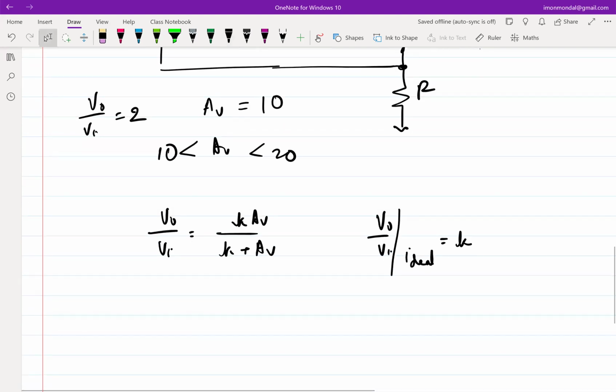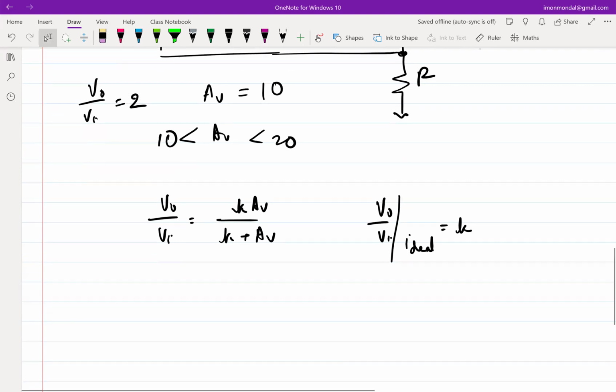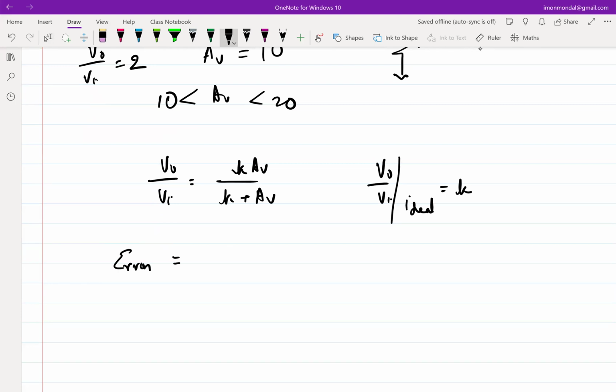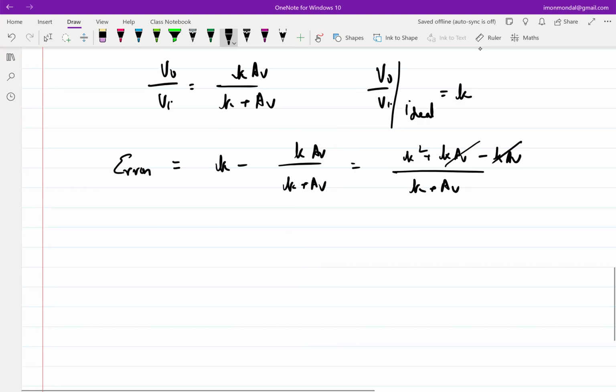So now what is the error between the actual gain and the realized gain? It's K minus KAV over K plus AV. Oh, something is wrong somewhere. So essentially this becomes K times 1 plus AV over K.